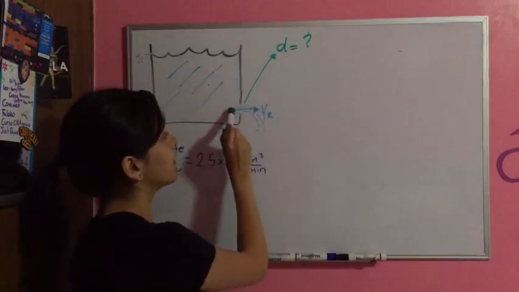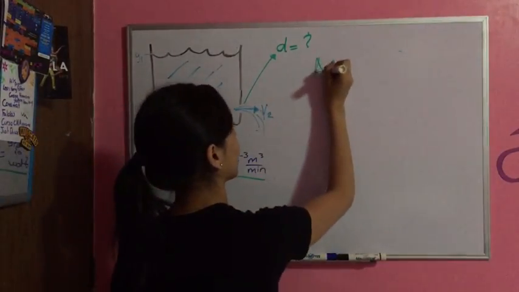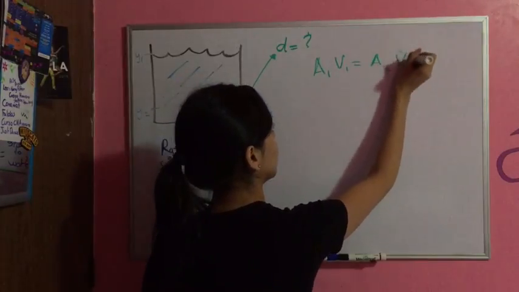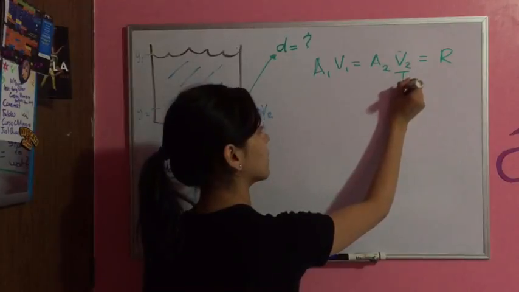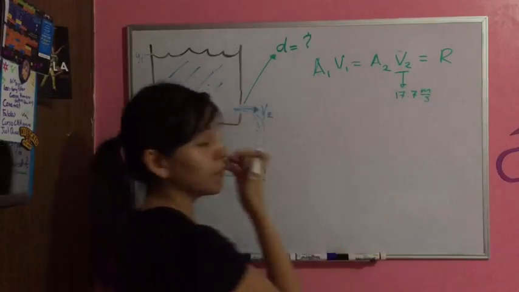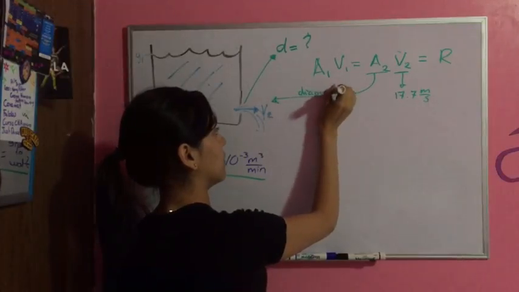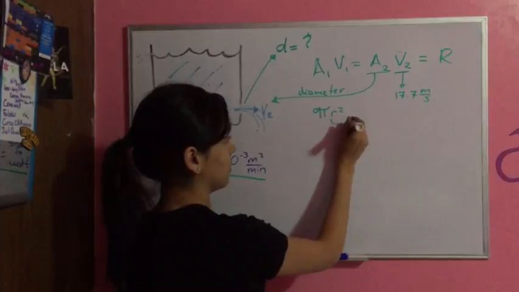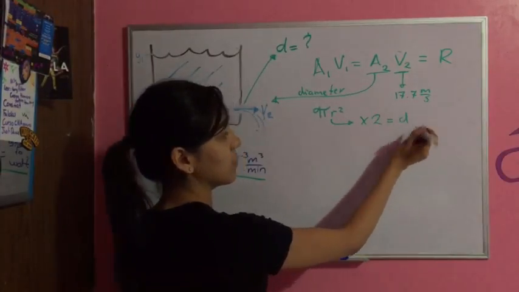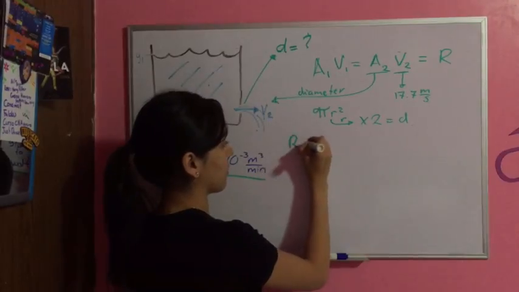Now they are asking us for the diameter of that tiny hole. So we know the rate of flow, they're already given to us. And we know that the rate of flow equals the continuity equation. So from here we already have the velocity, and from the area we can get the diameter. So pi times r squared is equal to the area of a hole. So that r times 2 equals the diameter.